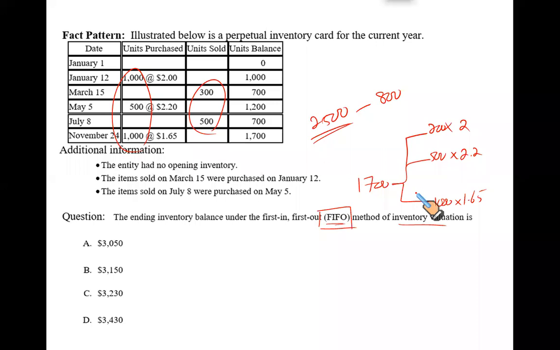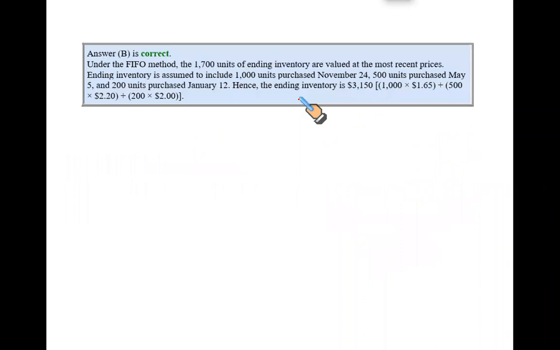So if you calculate 200 times 2 plus 500 times 2.2 plus 1,000 times 1.65, it should give you, Fahad, please revisit your computation, it should give you 3,150. This is the value of closing stock using FIFO periodic. You will get the same result using FIFO perpetual. What FIFO perpetual does, it considers each sale and purchase separately and then goes for the valuation in the last. So this is going to be B as your correct option, as you can see.